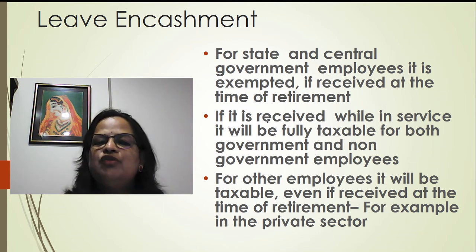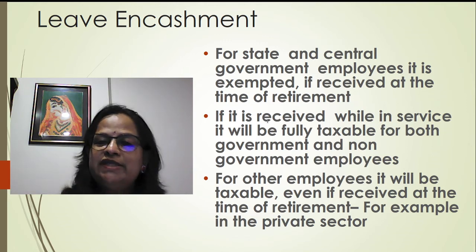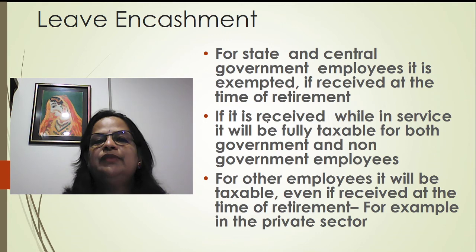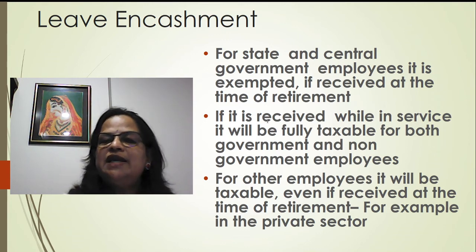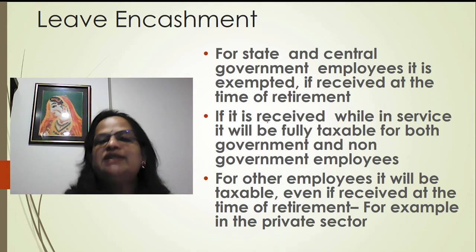Now salary for leave at credit: 2 months into 1 lakh 59,000. It's 3 lakh 18,000. So which is the least value? It's 3 lakhs. So the exempted value is 3 lakhs. Taxable salary is 18 lakhs minus 3 lakhs. It's 15 lakhs. How are we getting this 15 lakhs 90,000?